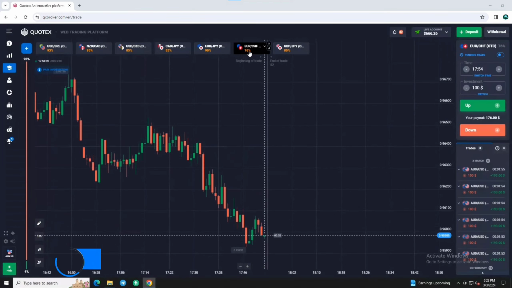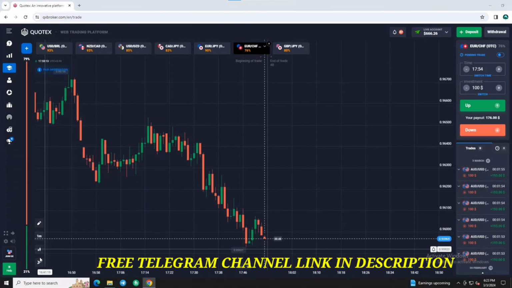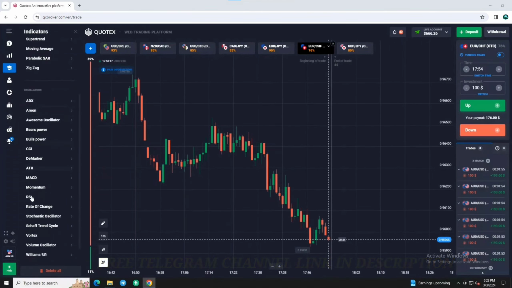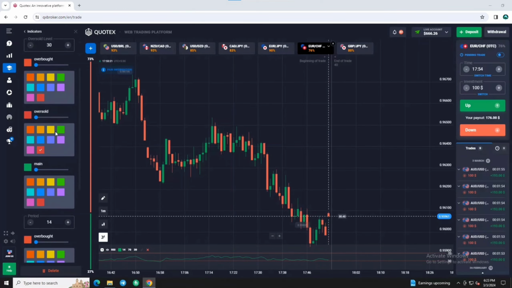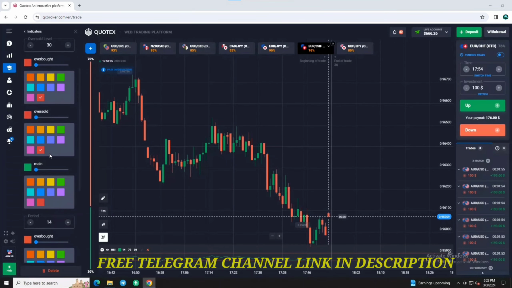So let's start. First we need to add the RSI indicator, so click on the indicator icon and search for the RSI indicator. I prefer the default settings for the basics. Then we choose colors for this indicator. For the baseline we choose yellow. For overbought we choose red. For oversold we also choose red.